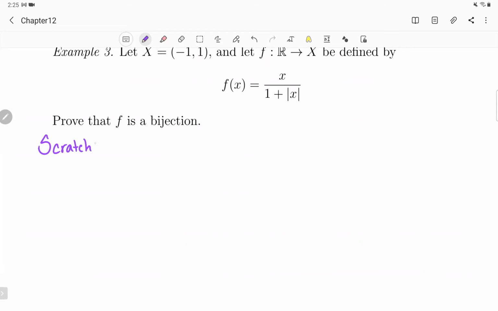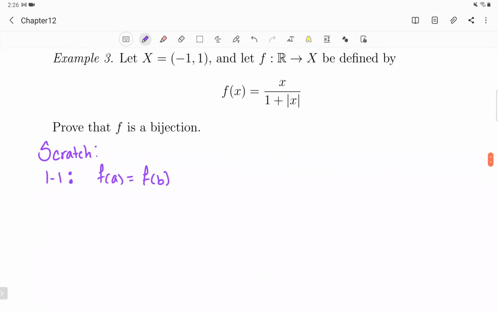Scratch work. Now, I normally like to start with one-to-one. I don't know why, that's what I normally start with. So I need to assume two things have the same output. So I'm going to assume f of A equals f of B, and A and B are from the real numbers because that's my domain, right? So A over 1 plus the absolute value of A equals B over 1 plus the absolute value of B.